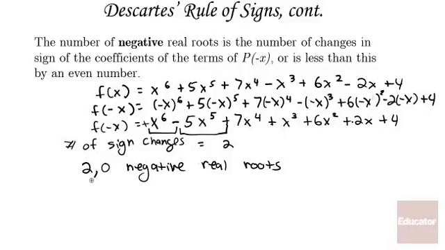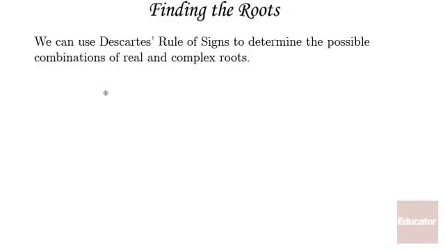Again, this power is 6. I have 6 total roots. I have 2 or 0 negative real roots. And last slide, we talked about having 4, 2, or 0 positive real roots. So we covered the real roots. There also may be complex roots. So let's talk now about the total roots and the different combinations that you could have. So we can use Descartes' rule of signs to determine the possible combinations of the real and complex roots.